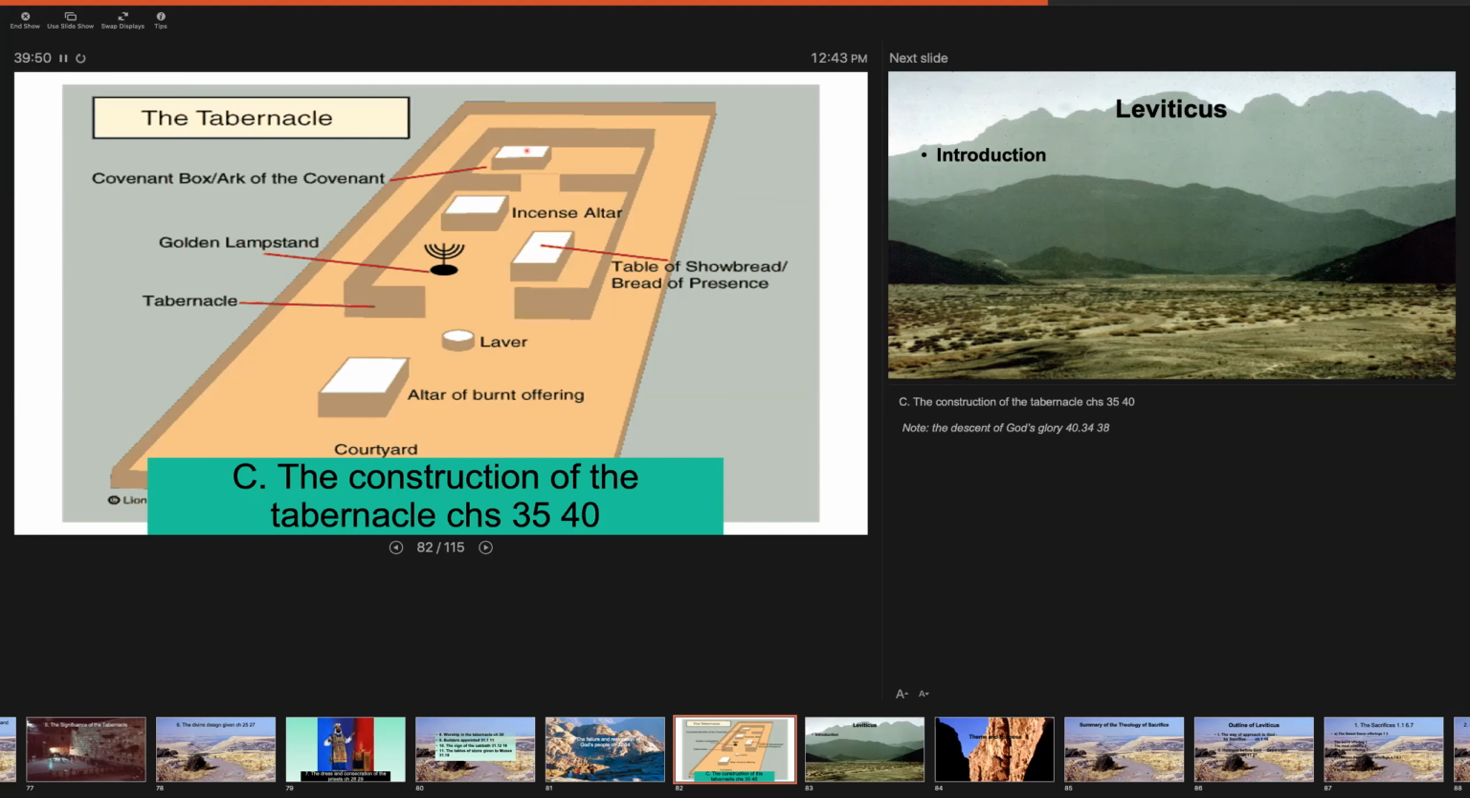There were no candles. There was no lampstand in the Holy of Holies. God was the light within the Holy of Holies. And when you walked into the temple, you weren't walking into the darkness. You were walking into a brighter and brighter light. And the symbolism there is very, very important.